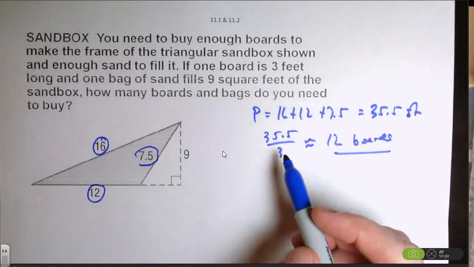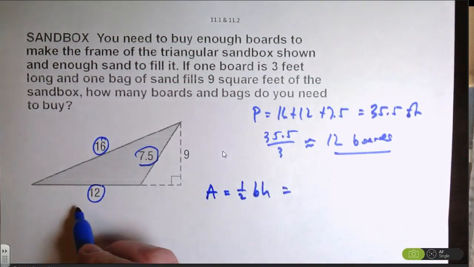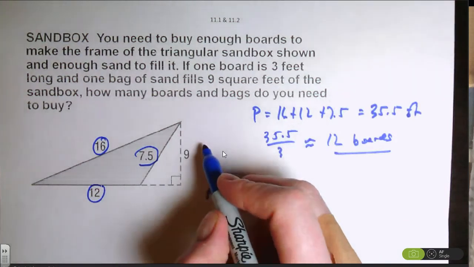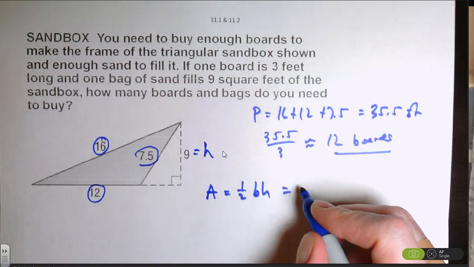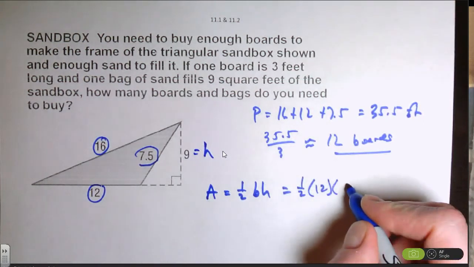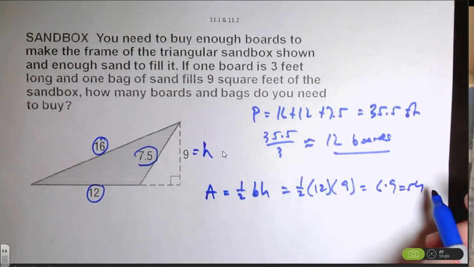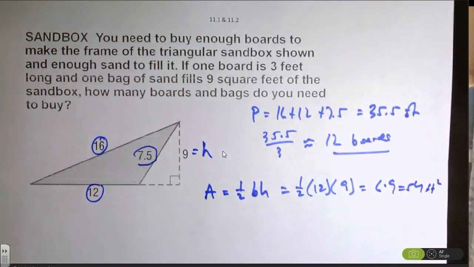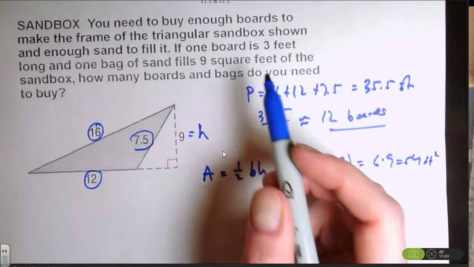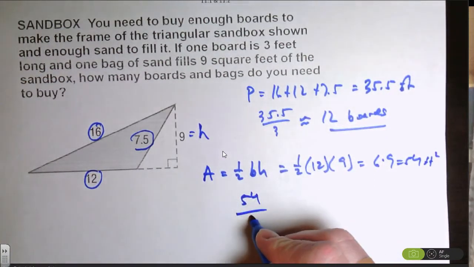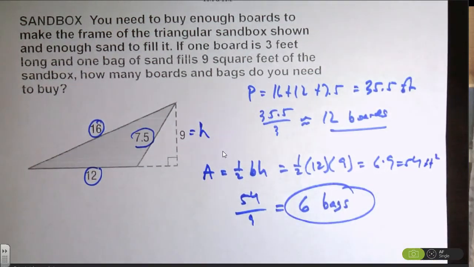Okay. Now, for area, area is 1/2 base times height. Well, our base is the 12 here, and the height is the 9 because it's perpendicular to the side that contains it. So it'd be 1/2 12 times 9, so 6 times 9, which is 54 square feet. Okay. Now the problem says we need one bag of sand to fill 9 square feet of sandbox. So that means 54 over 9, which is 6 bags.